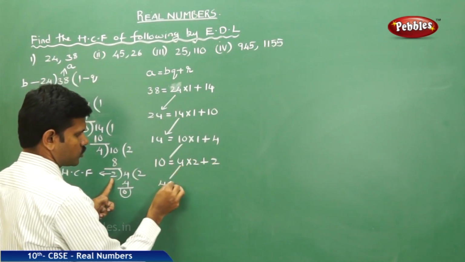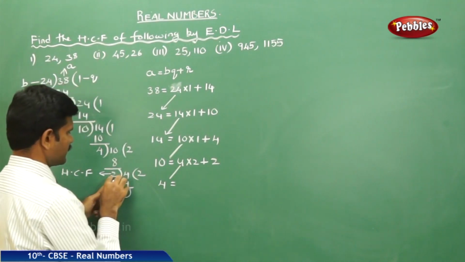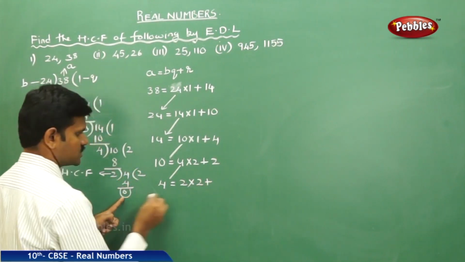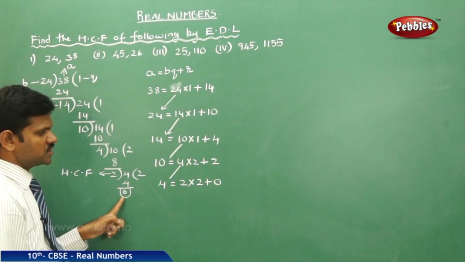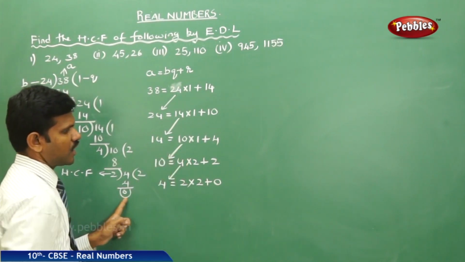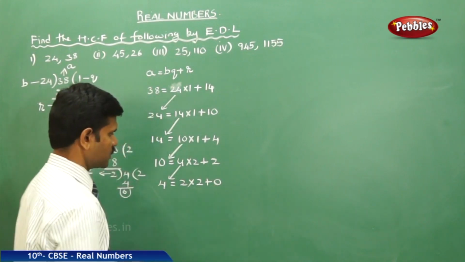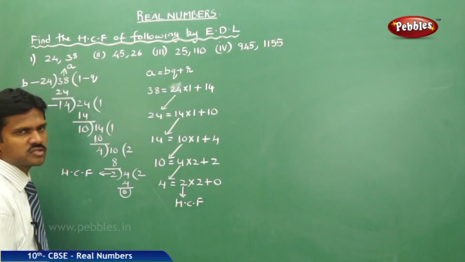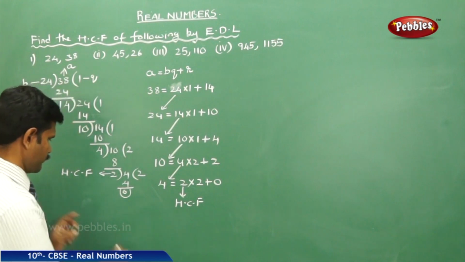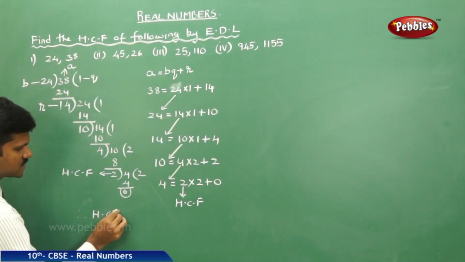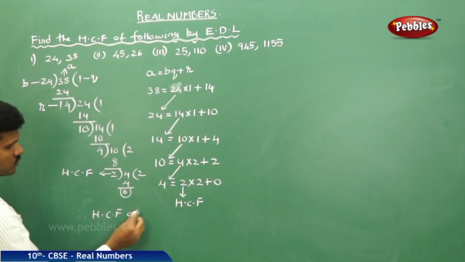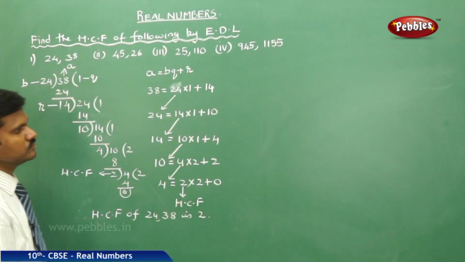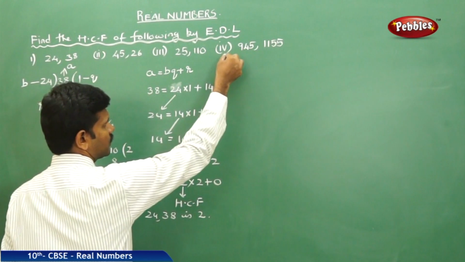Next dividend is 4. Then divisor 2 into quotient 2 plus remainder 0. You have to continue this process until you get the remainder 0. Therefore, this divisor is called the HCF, highest common factor. Therefore, conclude the answer: HCF of 24 and 38 is 2. Let us follow the next example.